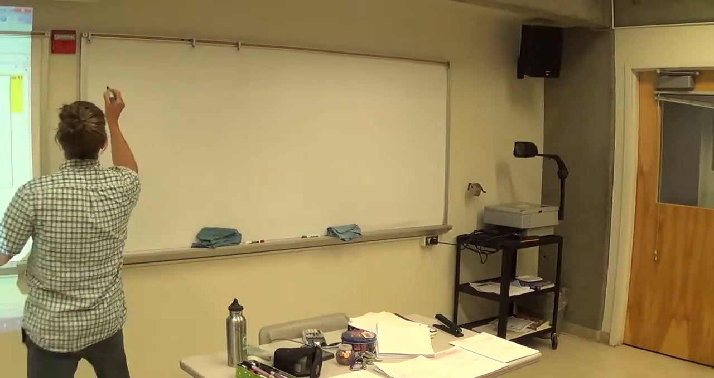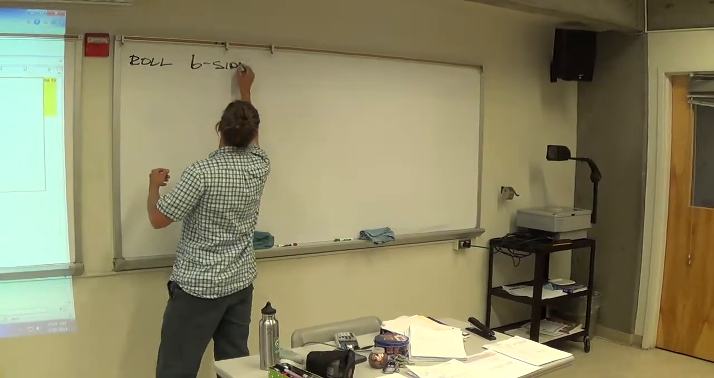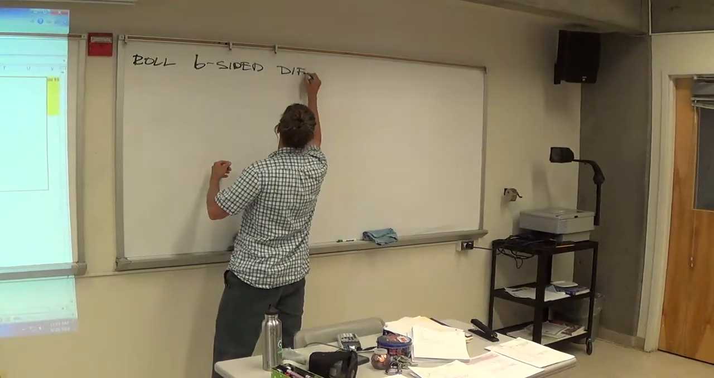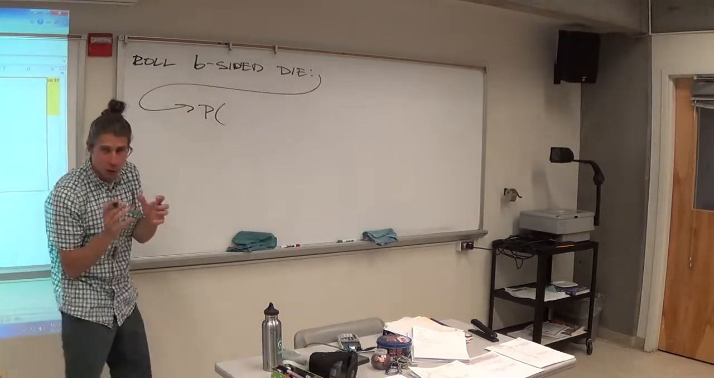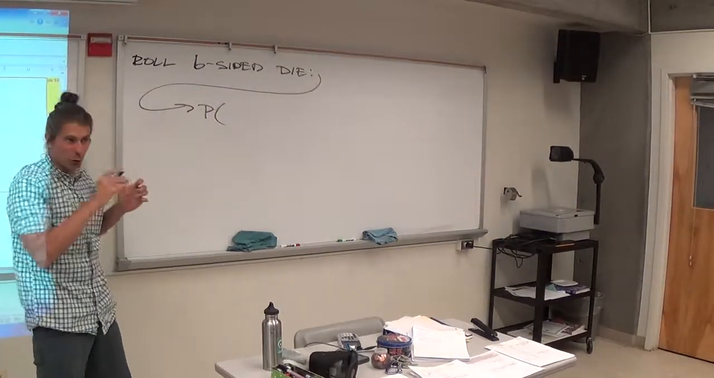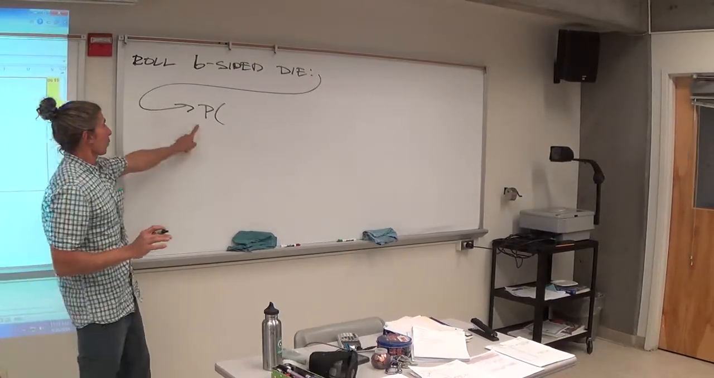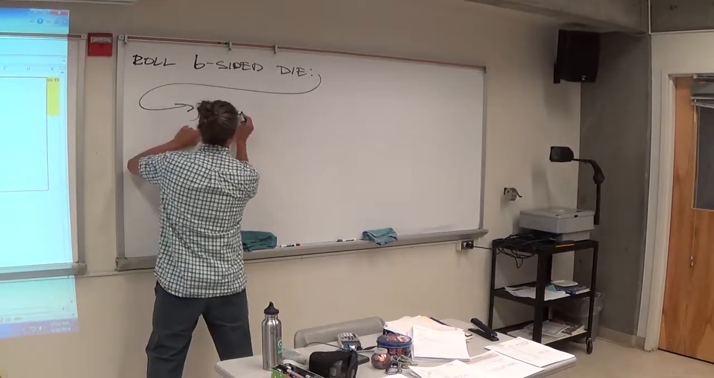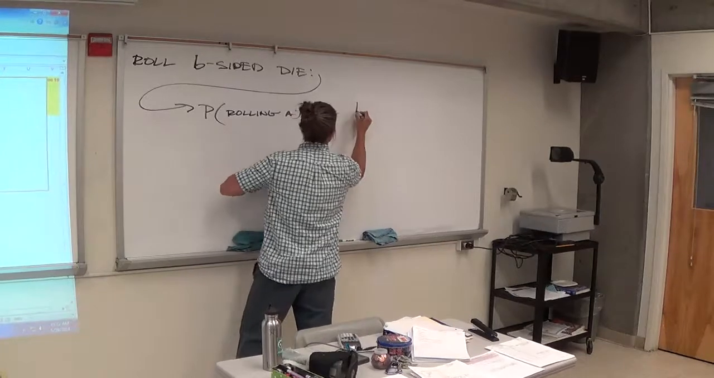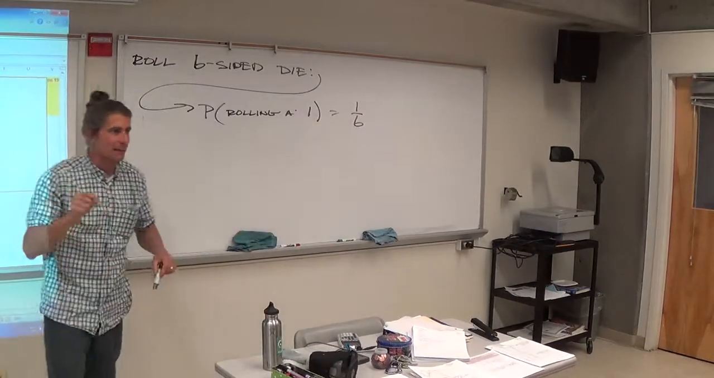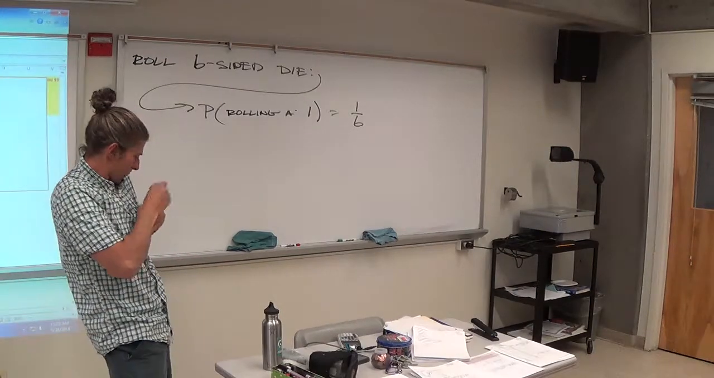So if you roll a six-sided fair die, the probability... I'm going to show you a little bit of statistical notation here. Don't get freaked out by it. It doesn't mean anything except shorthand. Probability of rolling a 1 is 1 in 6. I want to deconstruct that statement right now with you guys.